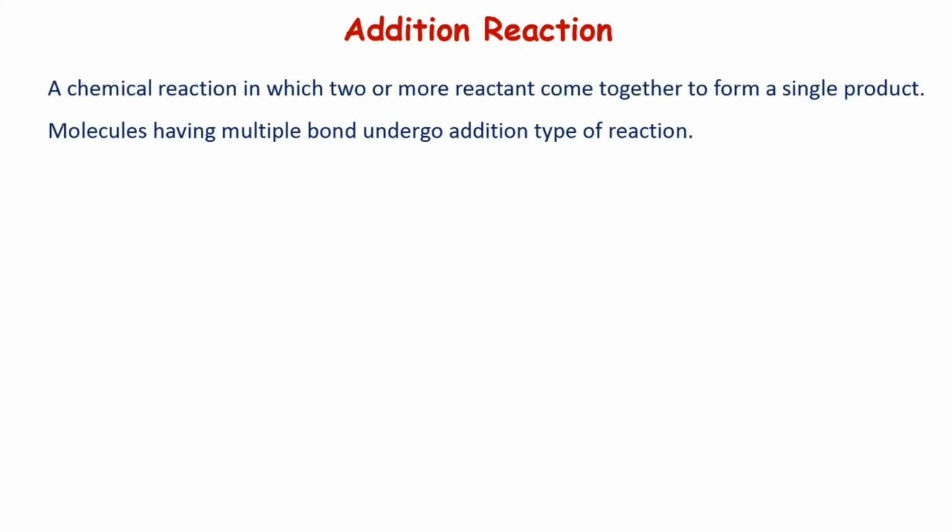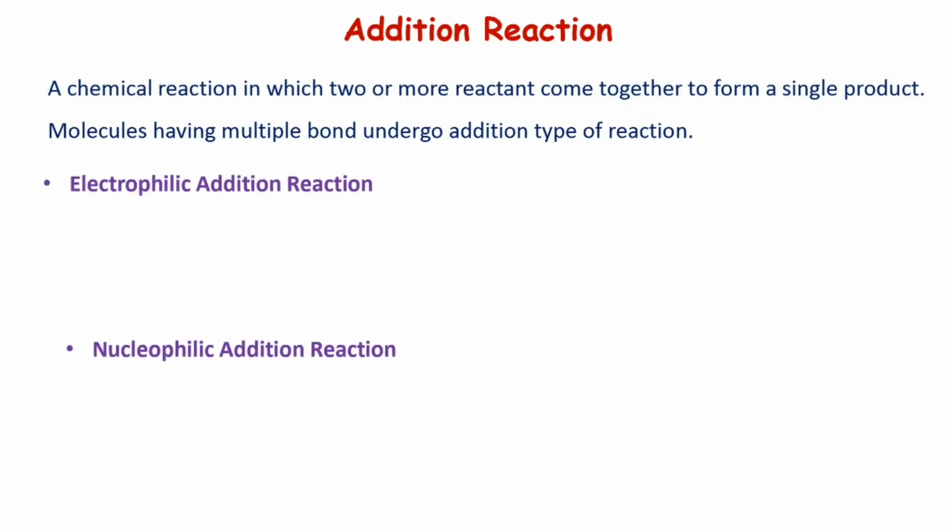A chemical reaction in which two or more reactants come together to form a single product is called an addition reaction. Molecules having multiple bonds undergo this type of reaction. Now, addition reaction is divided into two types: first one, electrophilic addition reaction, and next one is nucleophilic addition reaction.